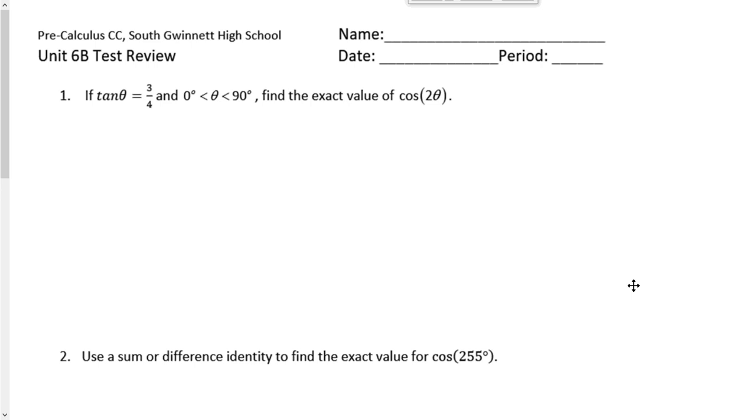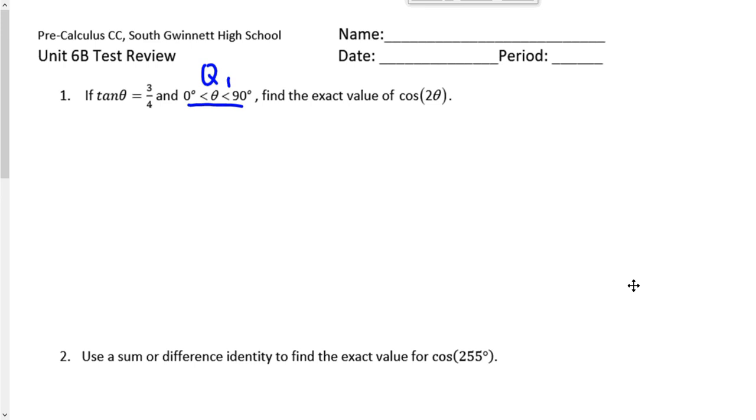Okay, so the first question gives you tan, and it tells you that your triangle is between 0 and 90 degrees. What quadrant is that? Quadrant 1. And it wants you to find the exact value of cosine 2 theta. Is this a sum and difference problem, or is it a double angle problem?